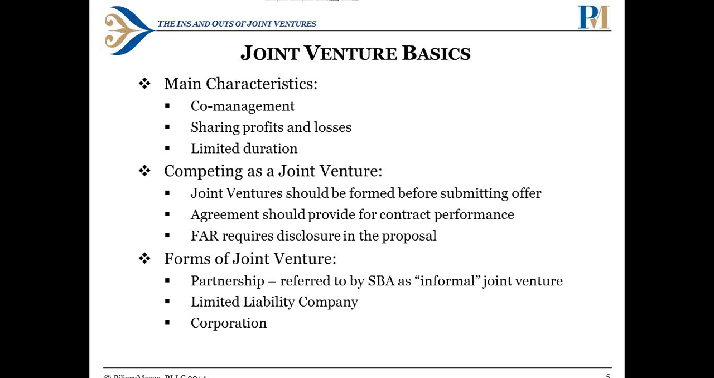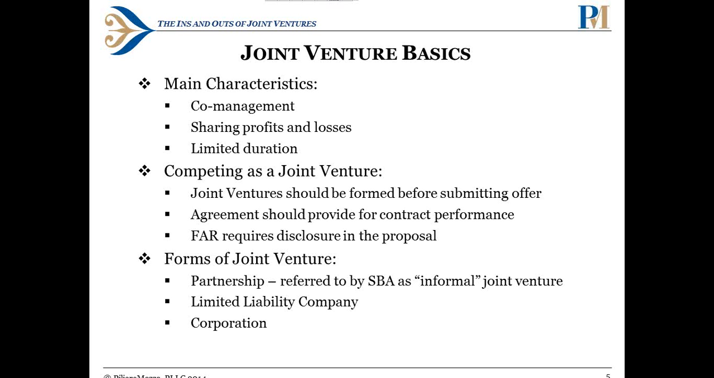So just a little bit on the basics. Some of the main characteristics of a joint venture is that you have co-management. You're going to be sharing profits and losses. And like Pam said, it's for a limited duration. So this is not an ongoing enterprise. It's for a contract or a few contracts. Some of the basics for competing as a joint venture, that you want to form your joint venture before you submit the offer. There's certain things that a joint venture has to do like any other offeror, and those things need to be done before you submit your proposal. And we'll get into some of that later.